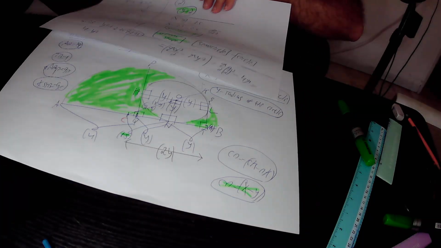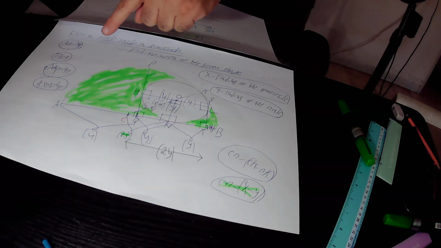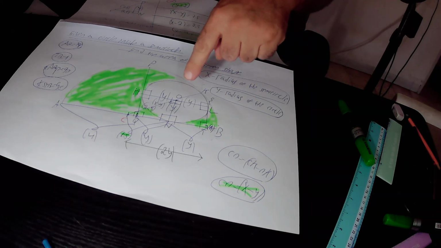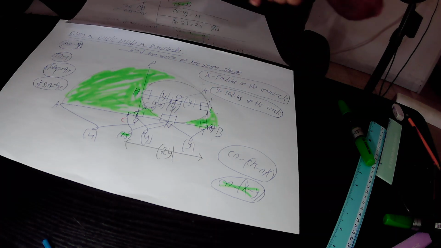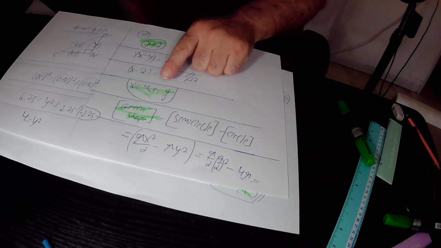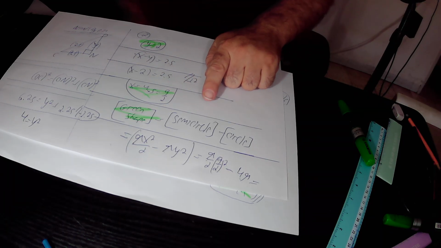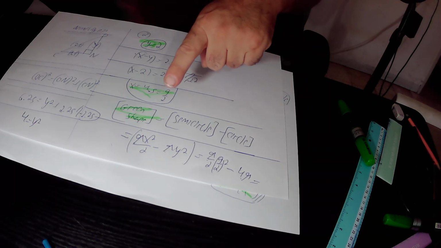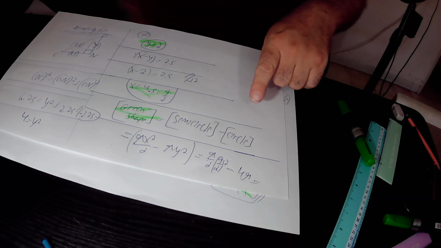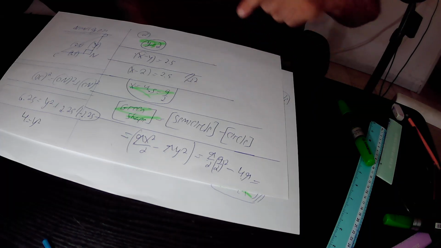Our task is to find out the area of this green shape. The area of the green shape must be equal to the area of the big semicircle minus the area of the small circle. The radius of the semicircle is X, therefore its area must be equal to pi X squared over 2. Minus the area of the circle, the radius of the circle is Y, therefore the area of the circle must be equal to pi Y squared.